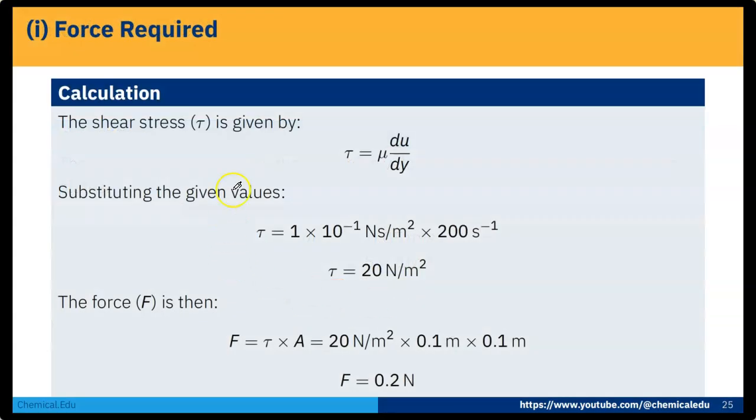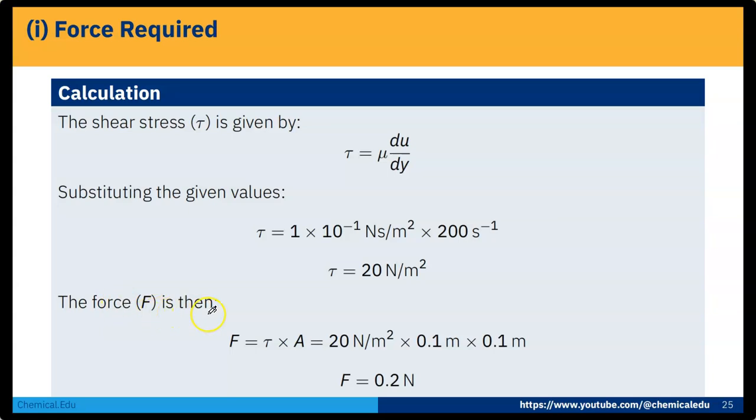Now first calculate the shear stress. So tau, we know, tau is equal to mu du by dy. So here mu is 1 into 10 to the power minus 1 Newton second per meter square, and velocity gradient we calculated already, that is 200 second inverse. So after doing the calculation we will get tau is 20 Newton per meter square.